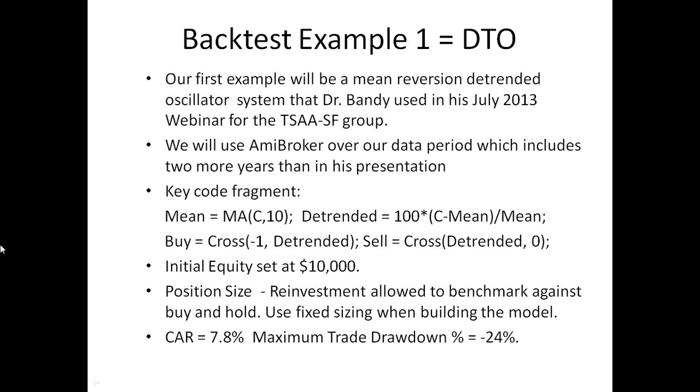Here's a key code fragment. A detrended oscillator is simply taking the 10-day moving average, subtracting it from the close, dividing it by the mean to standardize it to get an oscillator. Preset are the thresholds, -1 to buy. This is a mean reversion system, so you're going to buy when you're going down, and when you get some momentum going up, you're going to sell. You're going to sell when you cross 0. Initial equity is 10,000. We're also going to allow reinvestments.